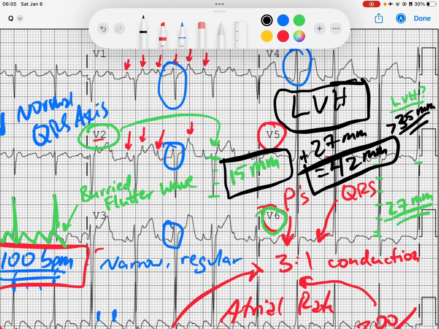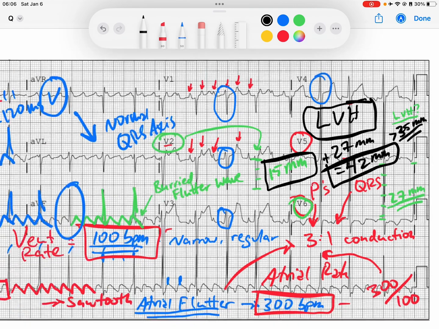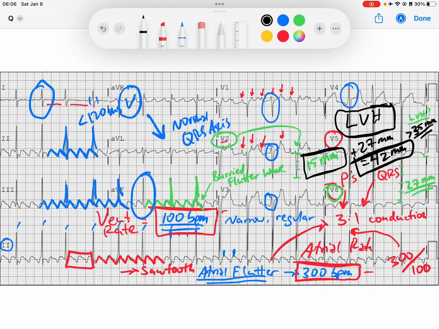So that's why it's important to scan through those QRSs. No matter what, even if you think you've already got the rhythm down, we still need to look at the morphology of the rest of our EKG. And so, what is the final diagnosis for this rhythm? We've got atrial flutter with 3-to-1 conduction and left ventricular hypertrophy.